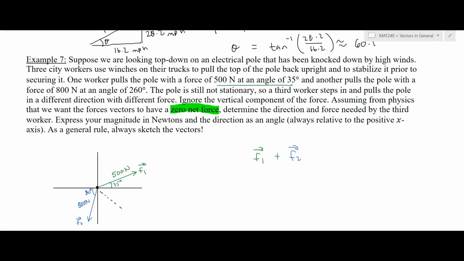So then we'll ask this question of what does F3 need to be? Okay, so if I add F3 to this, what that's going to give me is the net force, and I want the net force to be 0. So this is where zero vectors come in handy. I want a zero net force. I don't want the pole wanting to fall east or west. I don't want it to fall north or south. I want it to not move at all in any direction.